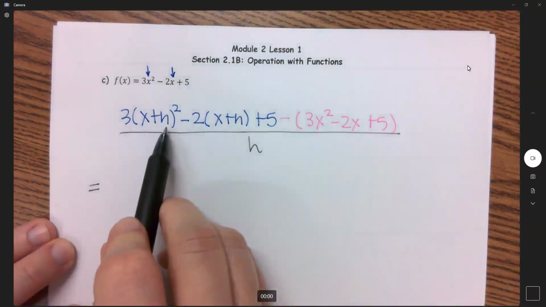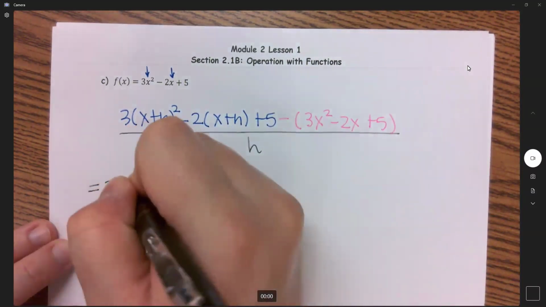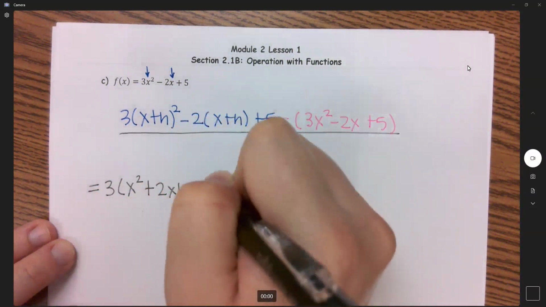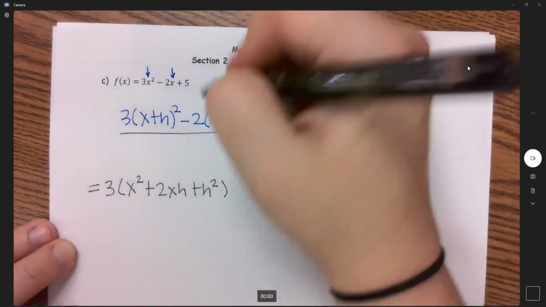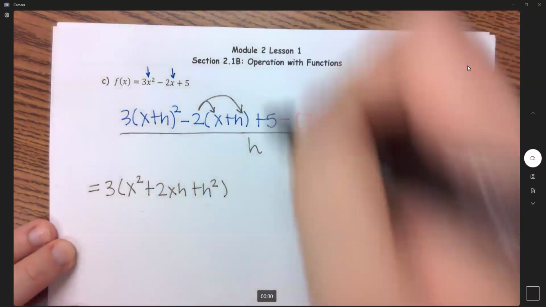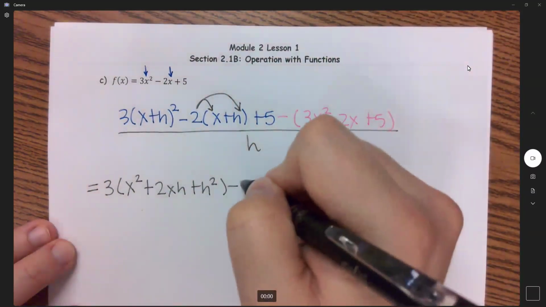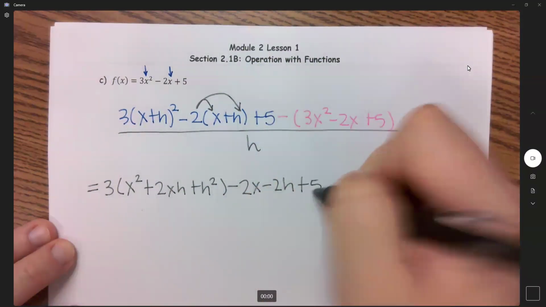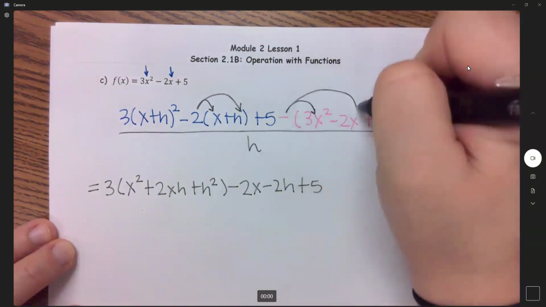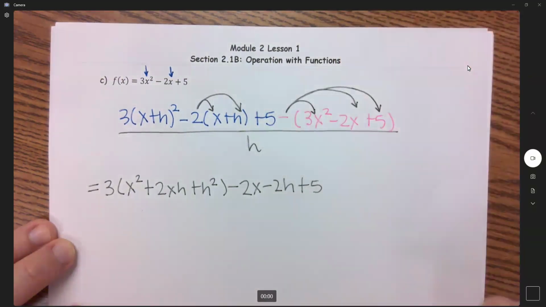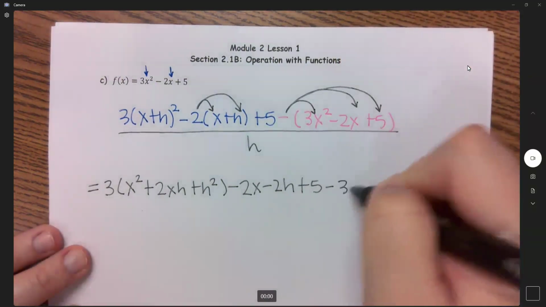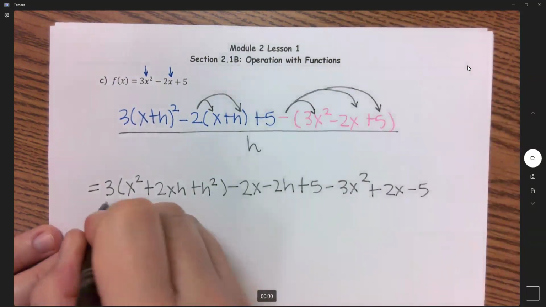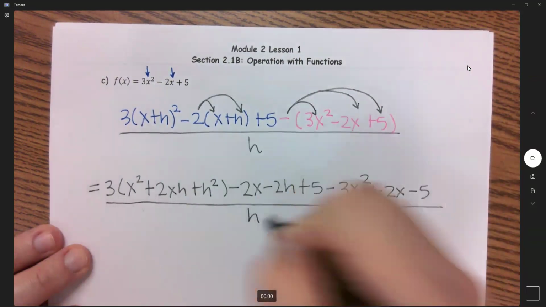All right, x plus h quantity squared is x squared plus 2xh plus h squared. I'm going to distribute this negative 2, bring down my plus 5, and now distribute in this negative, all over h.